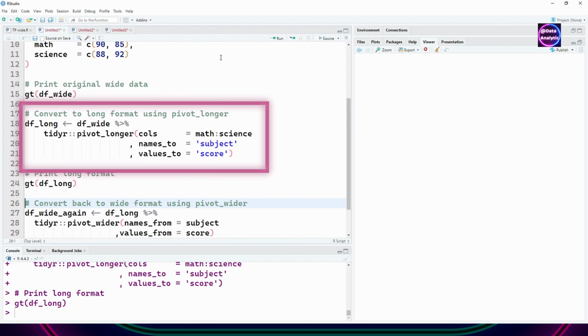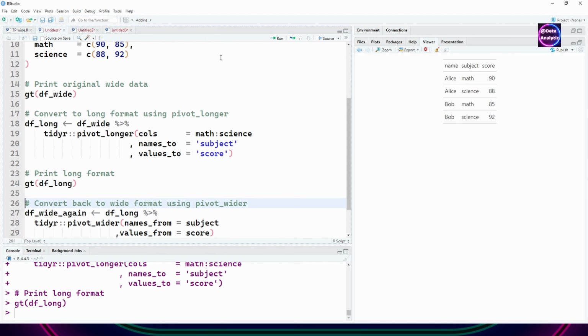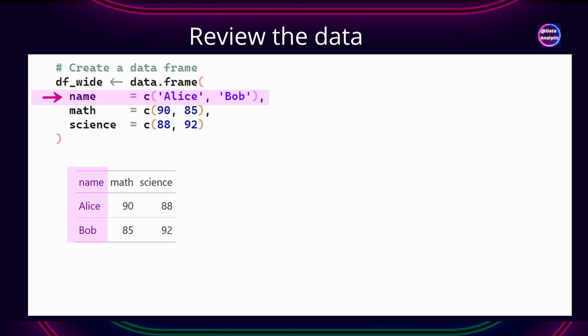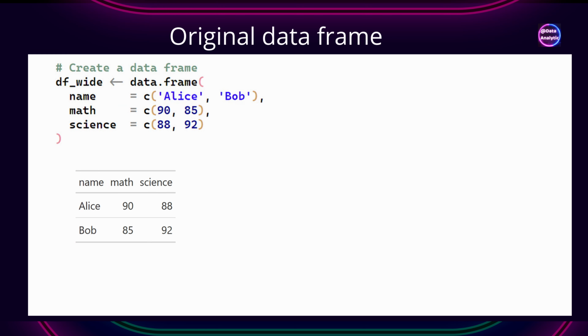And now let's run this long script. So it creates a long data frame. Now let's go one step at a time. This is our data frame: two names, and the score for math, and the score for science. So it's a wide data frame. Each subject has one column.